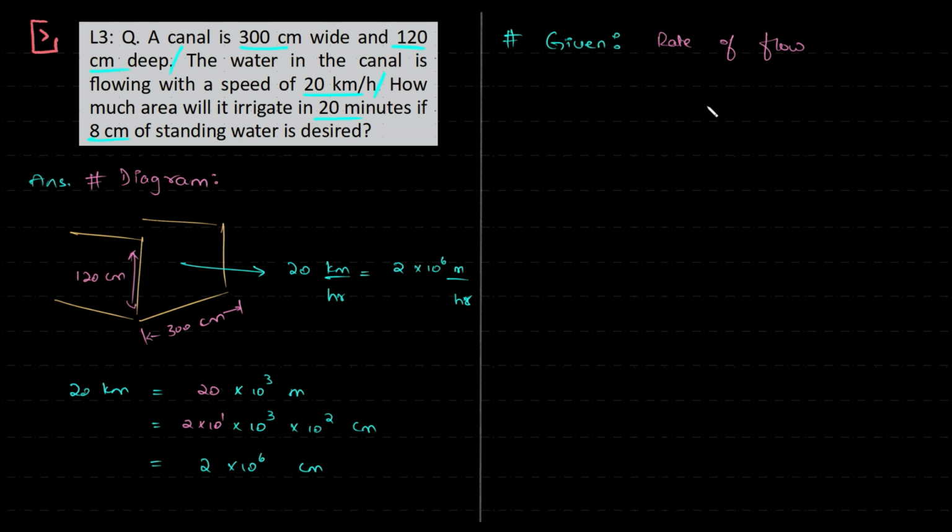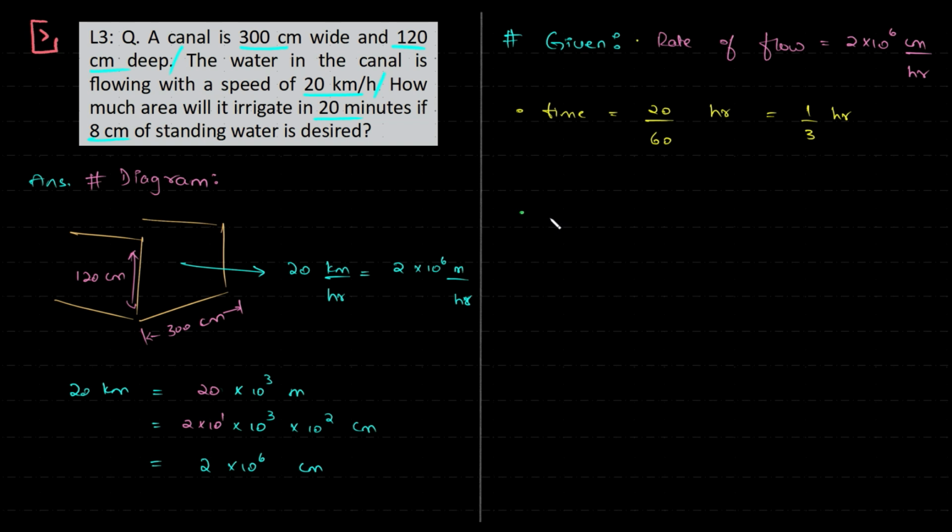Rate of flow is, we converted to centimeters, so 2 into 10 to the power of 6 centimeter per hour. We have the time to be 20 minutes, so 20 by 60 hour, or 2 by 6, or 1 by 3, 1/3 of an hour. And what else? Everything else I think I have written in the diagram itself.